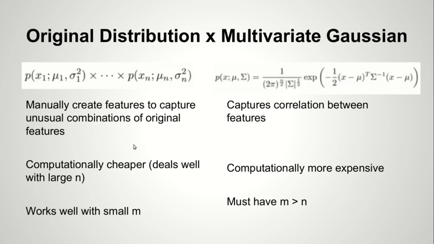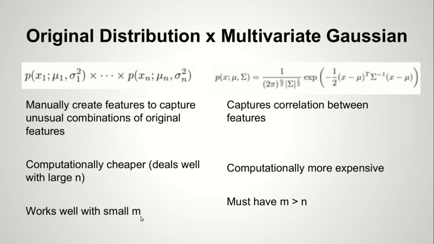distribution. The original distribution is computationally cheaper and deals well with larger n. Because of this calculation as vectors, we multiply everything of this matrix, and we have to calculate the inverse of this matrix, this is computationally more expensive. So if we have a large number of features that we are collecting from our data, we'll have to consider this computational cost.